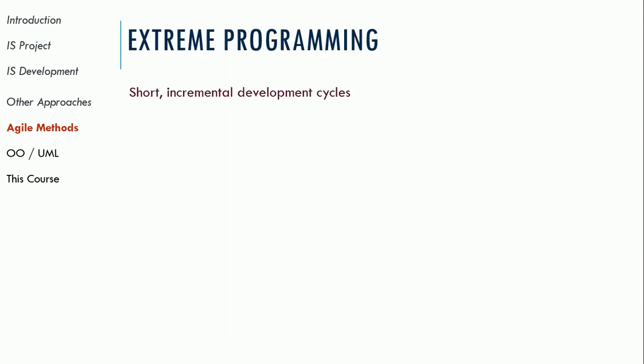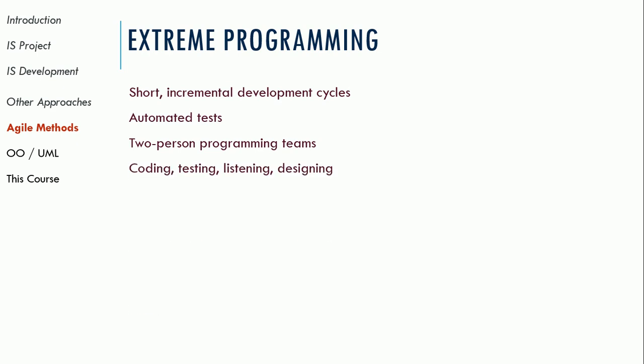So extreme programming is another example. This is where you do short incremental development cycles with automated tests. They're typically done with two-person programming teams that are doing coding and testing. They're listening and designing. They're working together very closely. They code and test together and so forth.